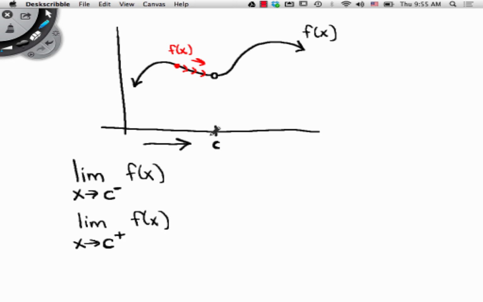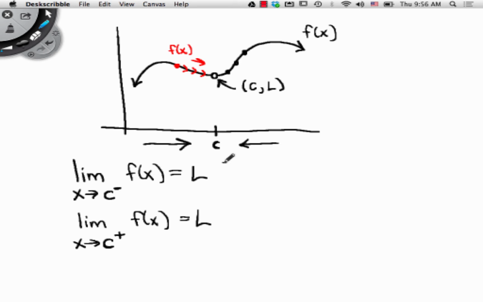Okay? So what we're going to do is call this ordered pair right here, this open hole, the ordered pair C, comma L. So what is the limit as x goes to C from the left of the function? Well, what are the y values approaching? They're approaching capital L. And as I approach C from the right, what are the y values approaching? Again, the same capital L, right? Do you see that visually?